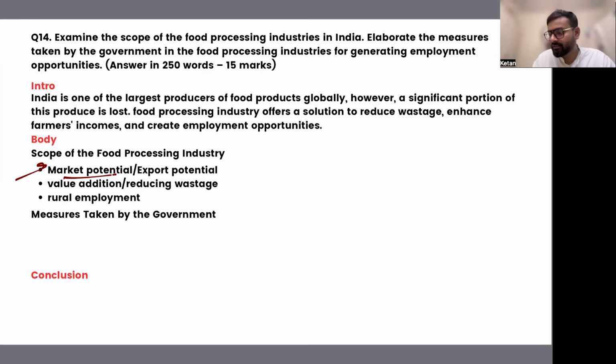Also export potential. Once the food processing is done, there is greater demand in the international market for those processed foods. For example, maybe some kinds of biscuits, or some kind of tea or coffee. So these are all processed foods, right? So export demand, export potential is also there.